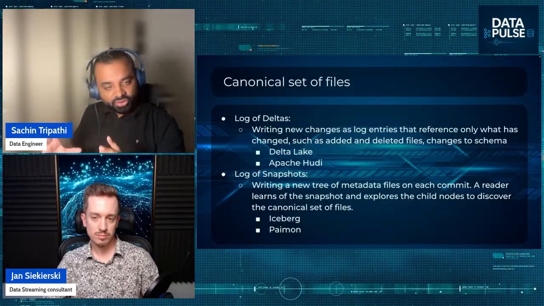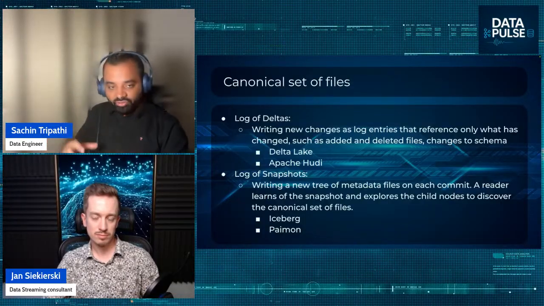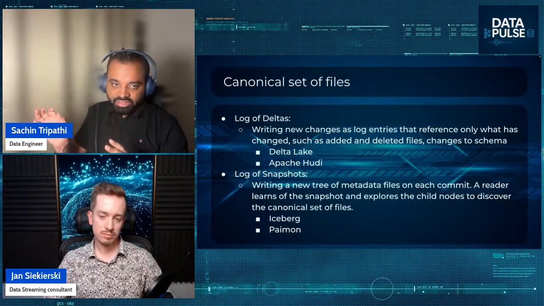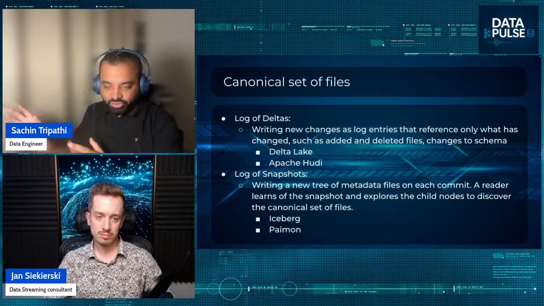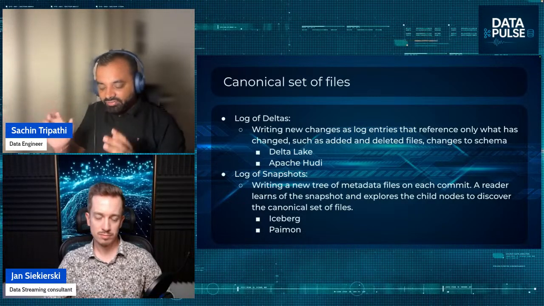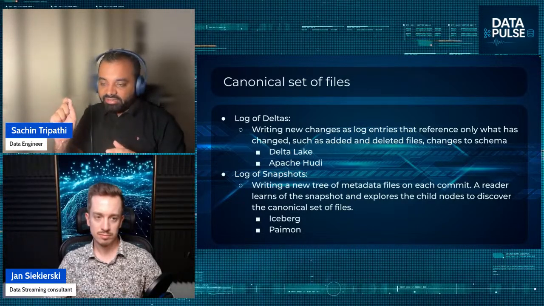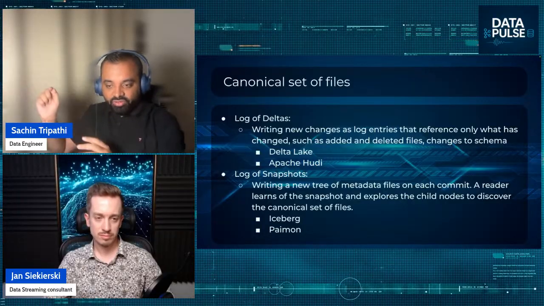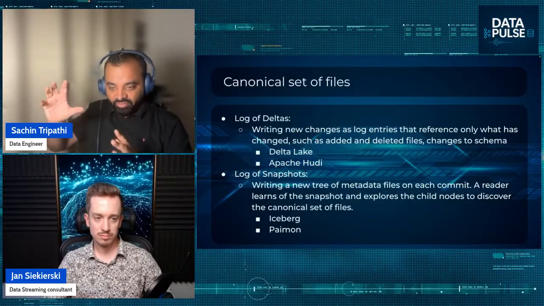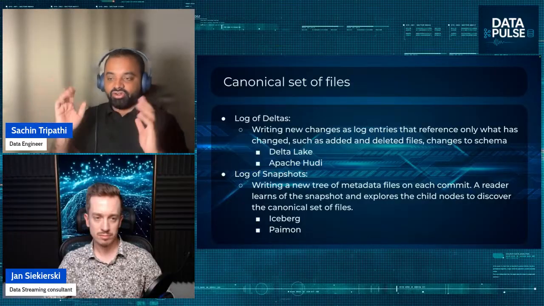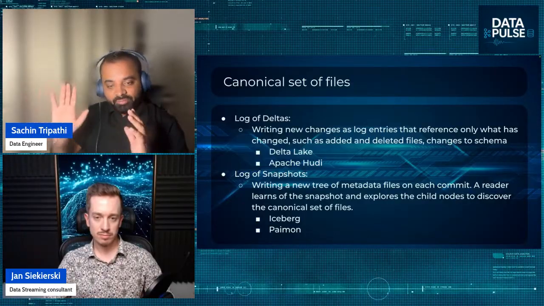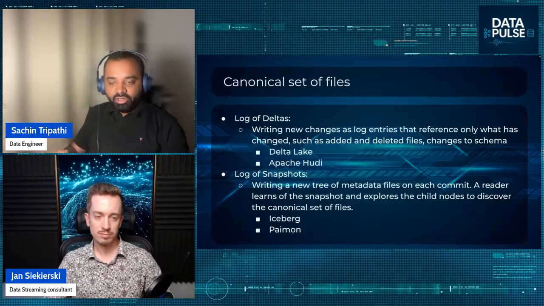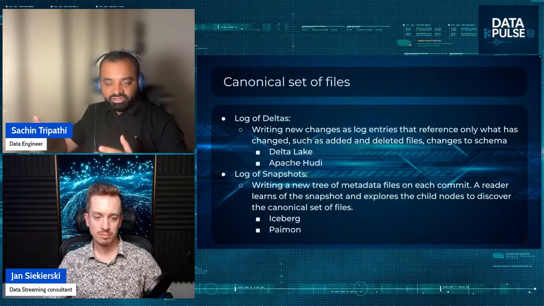So there are two schools of thought originally. One is log of deltas, the other one is log of snapshots. The log of deltas, the example for that is Delta Lake or Apache Hudi. So let's take Delta Lake. In Delta Lake, for the log of deltas, you will have a _delta_log folder. Any changes that you make to your data files will get reflected as an add if you have added, or a delete if you have deleted, in your _delta_log. It's simple JSON files, so it's very fast for a writer to just commit a JSON file for whatever incremental changes you're making.